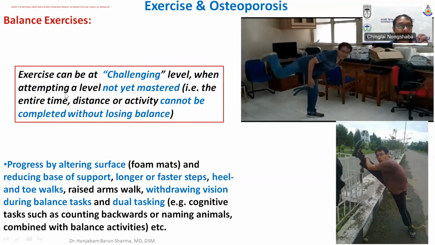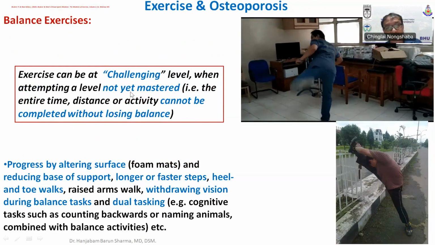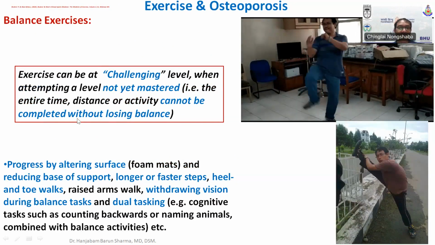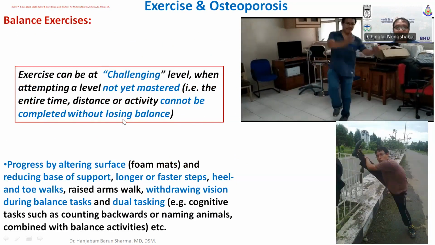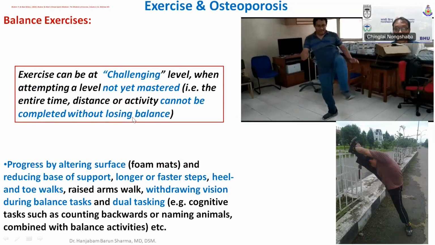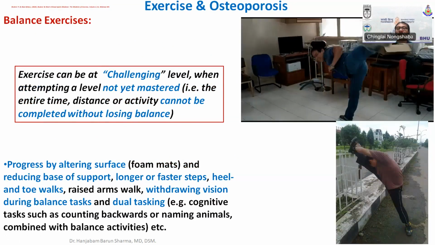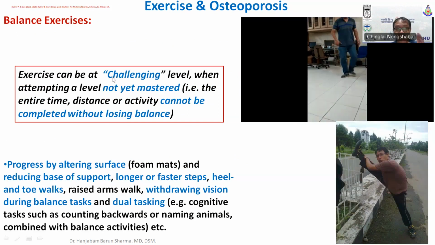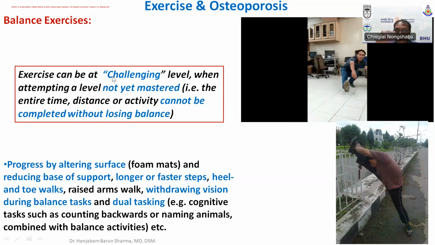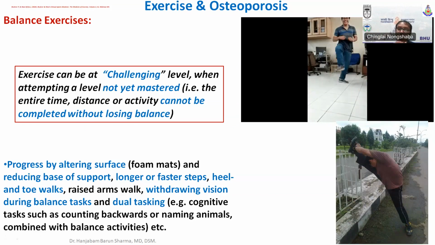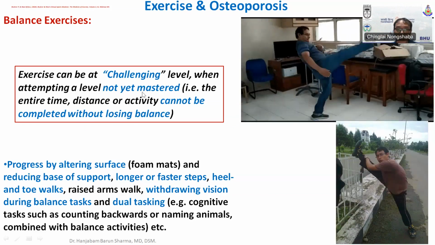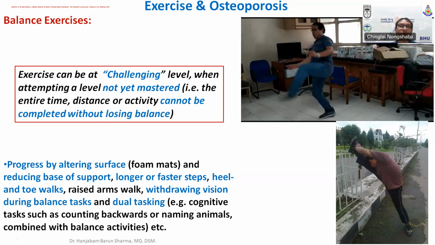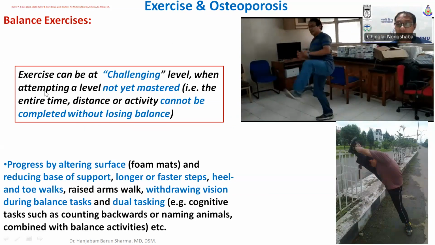at a level where an attempt can be made, but that particular exercise has not yet been mastered. That means the entire time, distance, or activity cannot be completed without losing balance. That is known as challenging. It should be challenging, but it should not exceed the physical functional capacity, otherwise injury can happen. If you continue with challenge, then progression is there, and more adaptation can occur, because you have not mastered that level. If you have not mastered that level, then that level is known as challenging, because you are attempting that level.